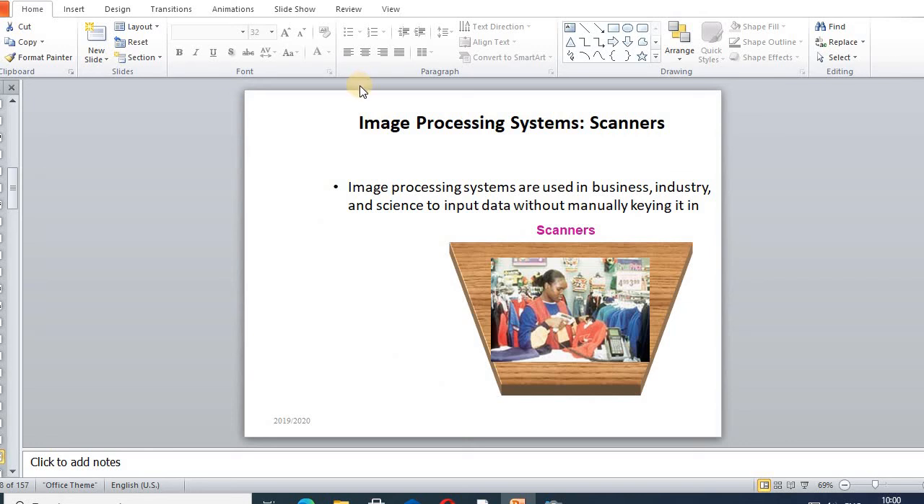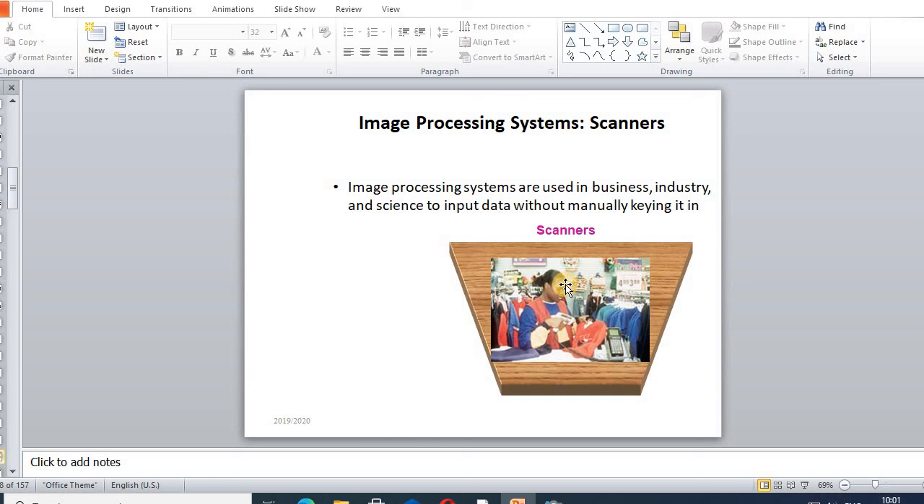Now the image processing systems, the scanner. Image processing systems are used in businesses, industries, and science to input data without manually keying it in. So in case you have a document and you want the exact information that is there without copying it, you just scan it and automatically it will be taken the way it is. Are you getting that? So that's a scanner.